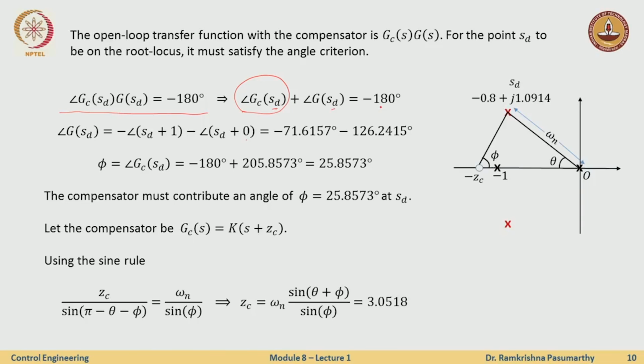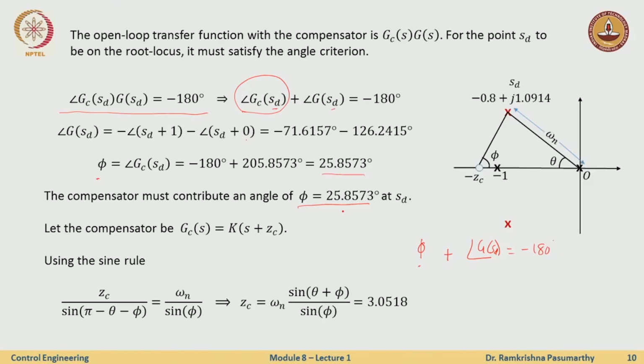Let me call this angle phi. So phi plus the angle of G(sd) should be minus 180. If the angle of G(sd) by itself is minus 180, I do not need to do anything; the compensator need not add an extra angle. In this example, it turns out that phi should be 25.8 degrees. These are very simple computations. So this compensator or controller must contribute an extra angle, and therefore I call it a lead compensator. It adds an angle to the root locus.